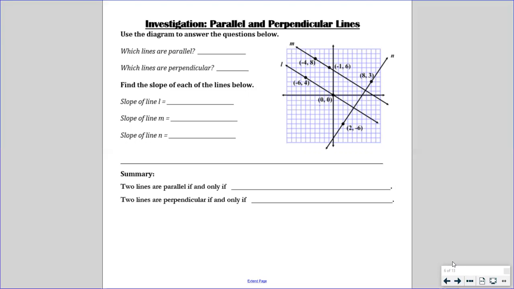All right, so we have a graph, we have different lines, and with their coordinate points. So they're asking us which lines are parallel. So you look for two lines that never intersect, and that would be line M and L. Which lines are perpendicular? We have two pairs of them. We have N and L, and then the other one is M and N.